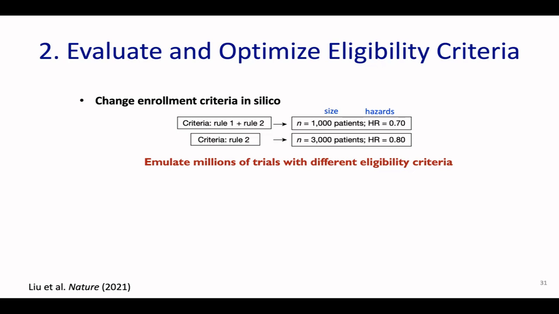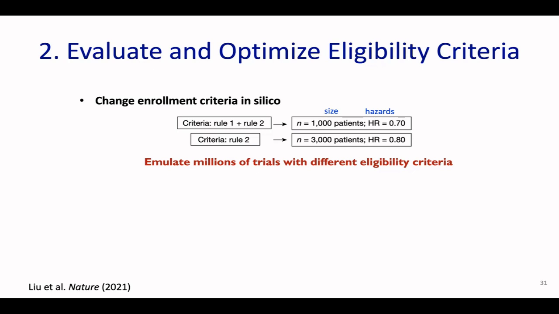Here I use hazard ratio as one metric to demonstrate the drug's efficacy. You can also look at, say, if I only have one rule, like rule 2, in the criteria, how many patients I end up with, and how that would affect the drug efficacy. In light of that, we can emulate millions of trials with different eligibility criteria to look at how many patients I will have and how that would affect the performance.